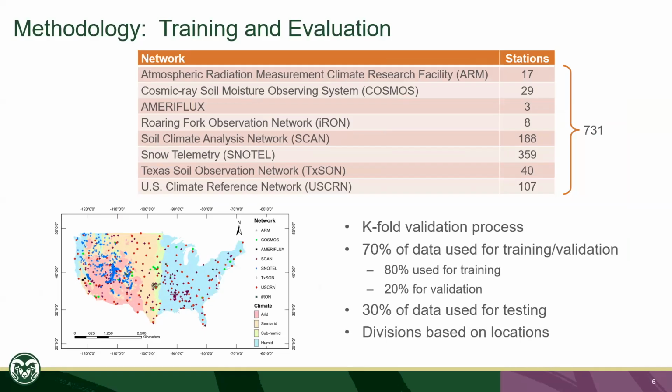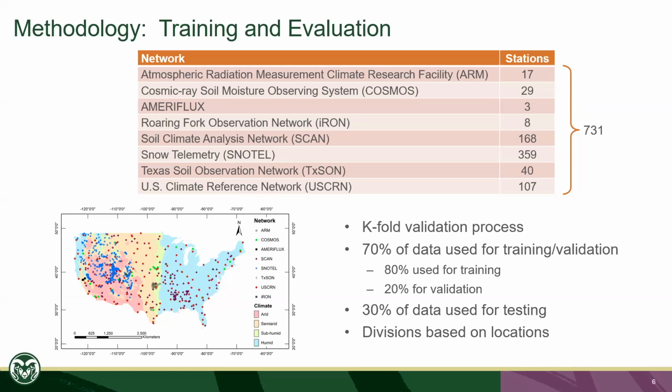The machine learning algorithms were trained using a k-fold validation process. Ultimately, we used 70% of the data for training and validation. And then the remaining 30% of the data was never seen by the algorithms during their development. That's used for testing, and it's the results for that testing data that I'm going to show you today.